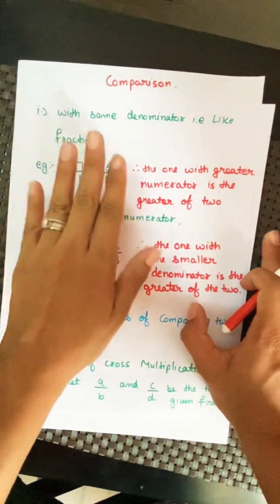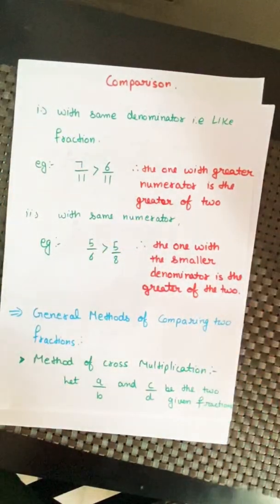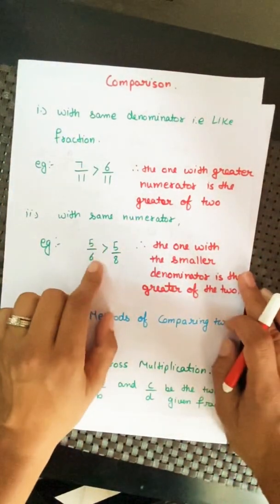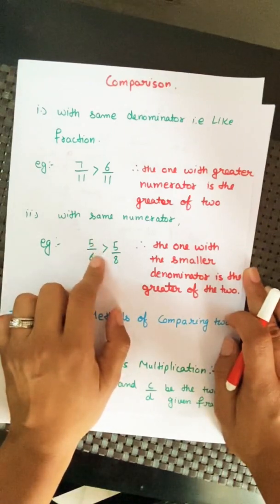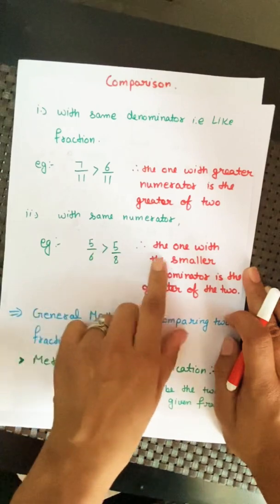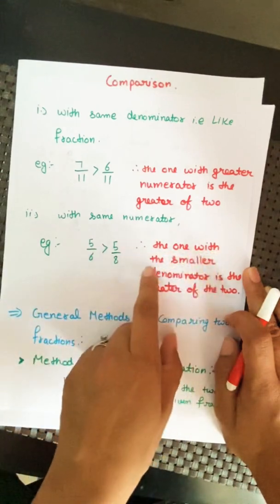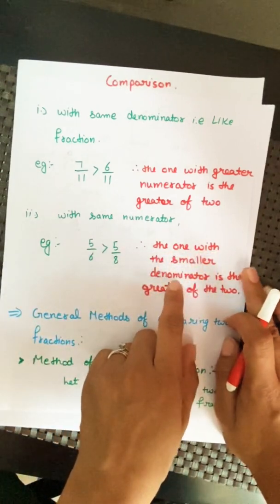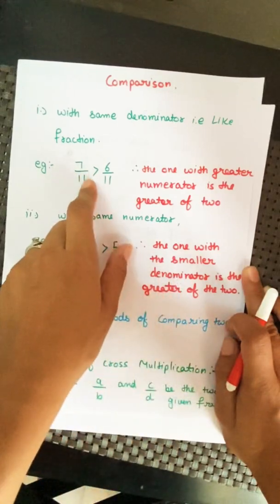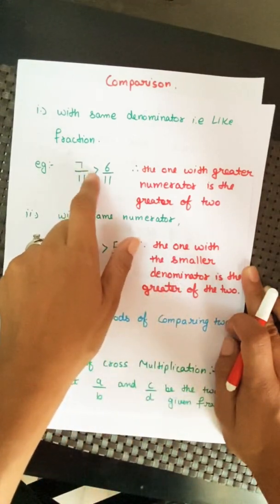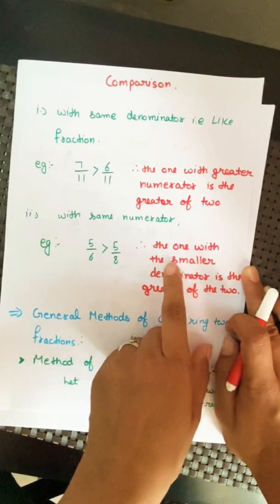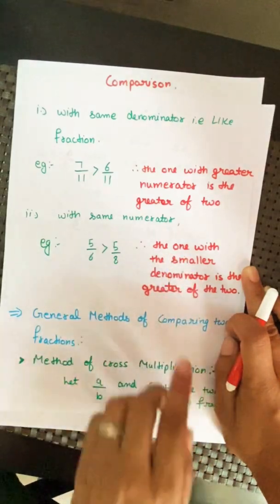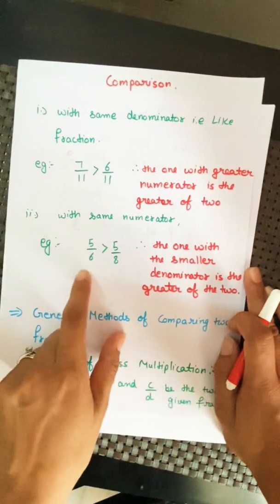Okay, now the next case, with the same numerator. That was the case of the same denominator. This is the case of the same numerator. If in any fractions the numerators are the same, what will we do? The one with the smaller denominator is greater. Please take note of this. In the case of numerators, the one with the greater numerator is the greater number, and in the case of denominators, the one with the smaller denominator is the greater of the two.